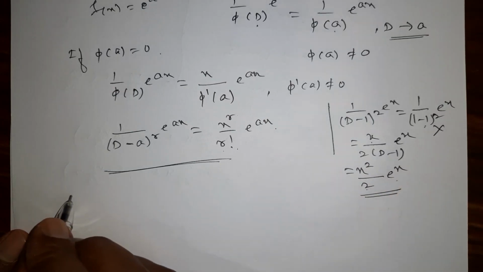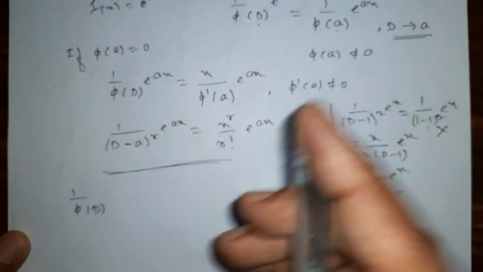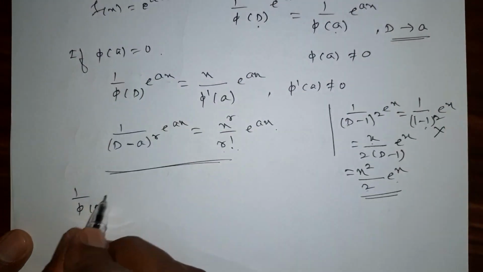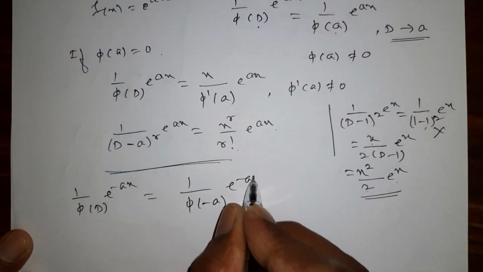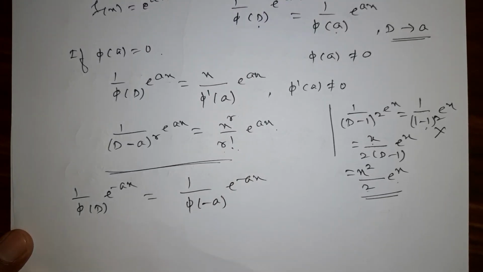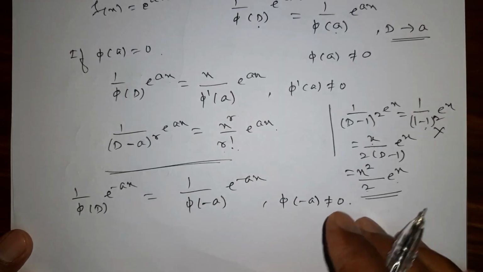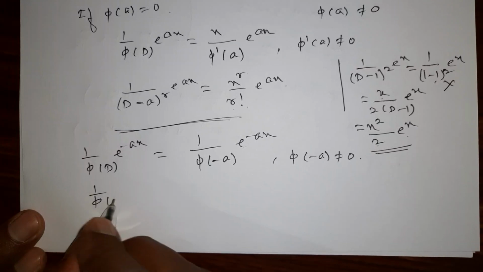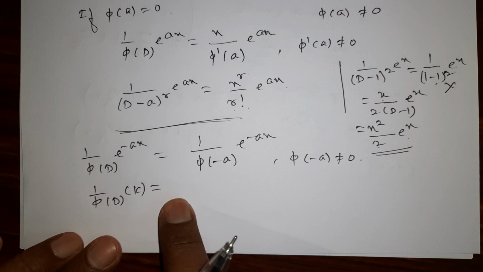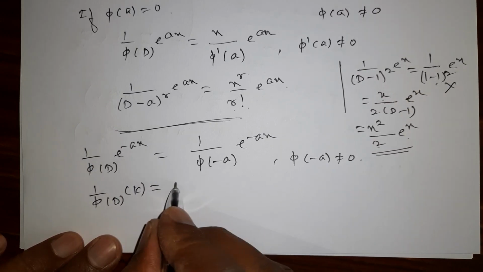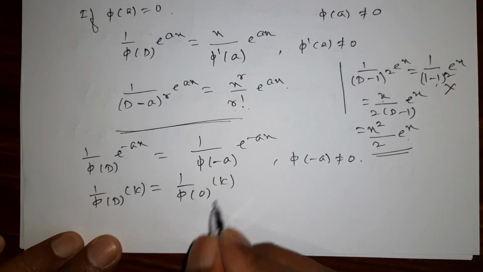Okay? Suppose I take 1 upon phi of D operating on e raised to minus ax. What happens? Then replace D by minus a, again provided phi of minus a is not equal to 0. Correct? Phi of minus a not equal to 0. If a constant is there, 1 upon phi of D operating on a constant k, then replace D by 0 and k as it is, phi of 0.